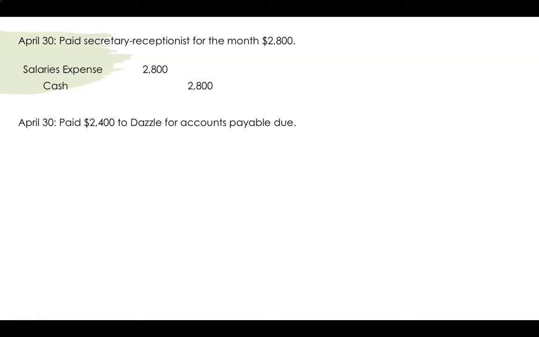Now on April 30th, we also paid $2,400 to Dazzle Company for accounts payable due. So earlier in the month, we bought some stuff from Dazzle Company on account, right? And so now we are paying some of that back. So what we need to do is we need to decrease our accounts payable, because if we are paying them back, we owe them less money now. And accounts payable is a liability, and liabilities decrease with this debit. And then we credit our cash to show that we are actually paying this $2,400.